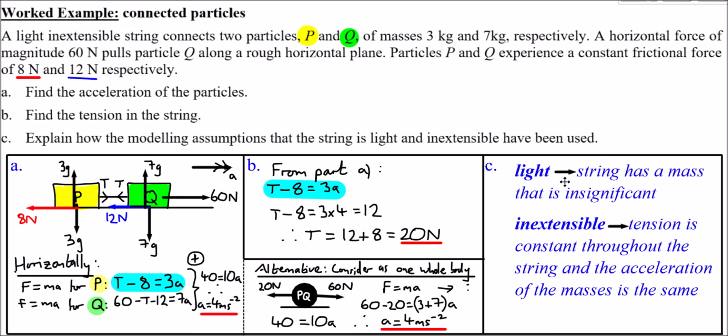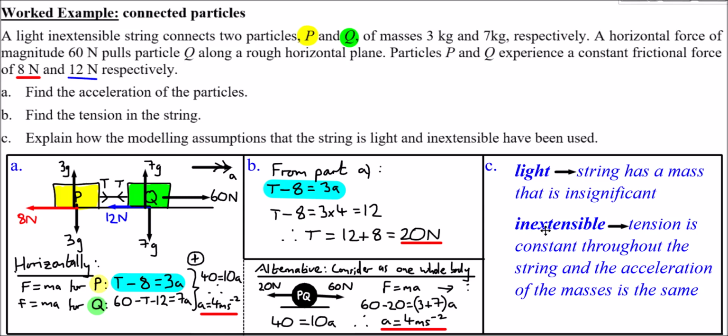Because it's light, we can say that the string has a mass that is negligible. It's insignificant. So by considering the string as being light, we don't need to really consider it as an object in its own right. We don't need to apply F equals ma for the string. It makes it less complicated if we just think, well, it's light, so the mass doesn't really matter, it's so small. The fact it's inextensible is a bigger one.